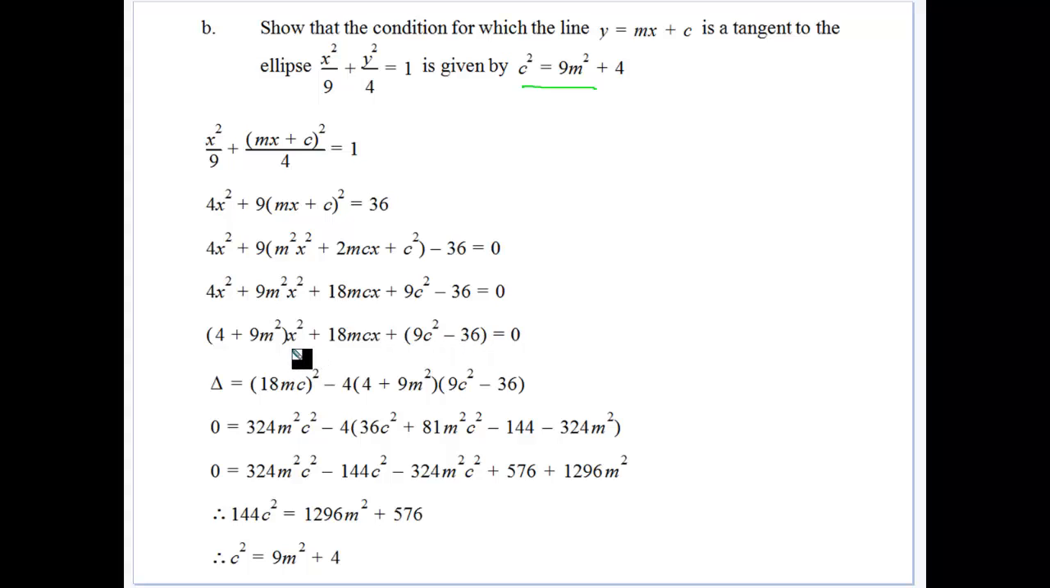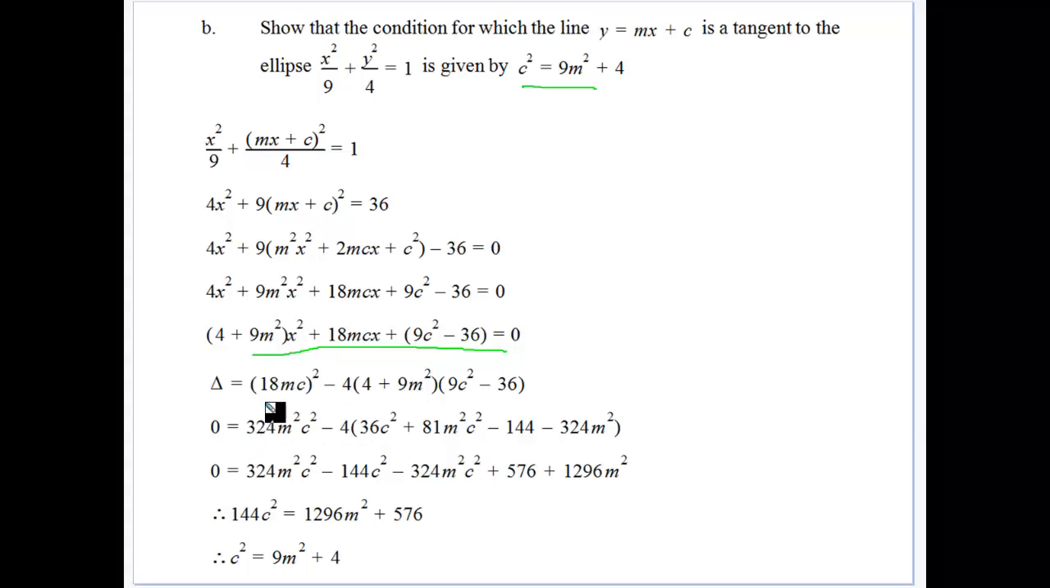Now, if this is going to be a tangent, we know that we should only get one solution for this quadratic equation because we're solving it simultaneously. And if it's a tangent, we should only get one solution. So if that's the case, we can get our discriminant, and our discriminant should be equal to 0, because the discriminant is 0 if we have one root. So we start to put that in. We get our 18mc squared, minus 4 times a times c, which should be equal to 0.